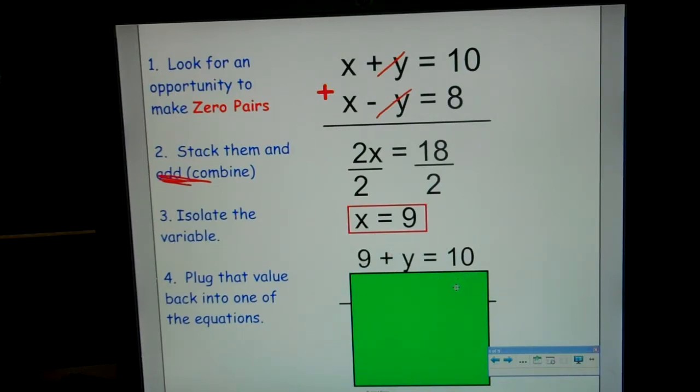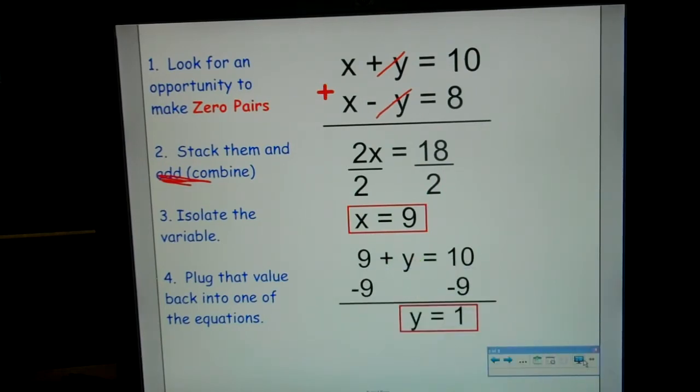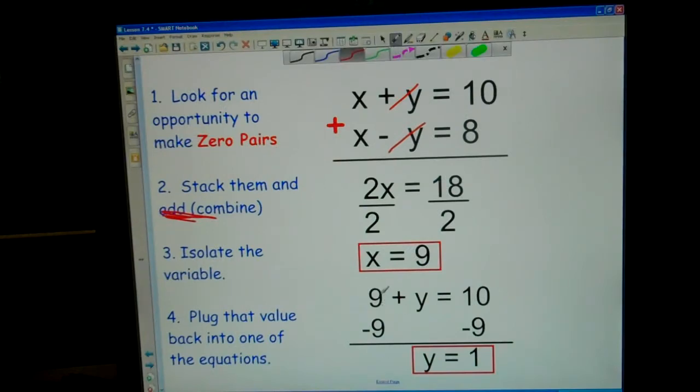I still don't know what y is. How can I solve for y? What do I have to do? Good. This is a positive 9. I need to get rid of it. I need to subtract 9 from both sides. And there we go. I'm going to show you that they cancel. Y drops down. Y is equal to 1. What is the solution for this system of equations?